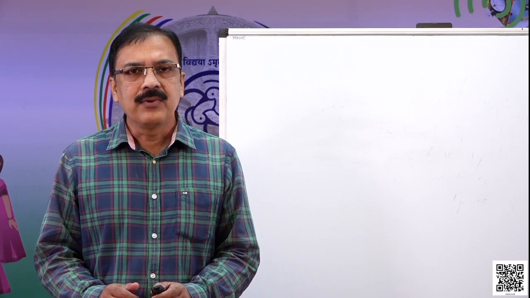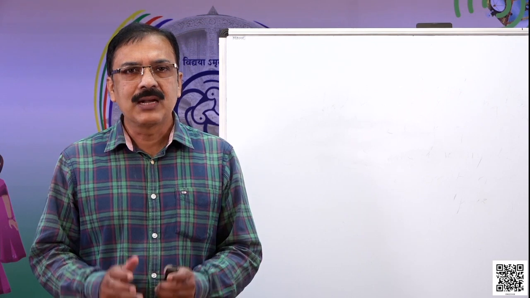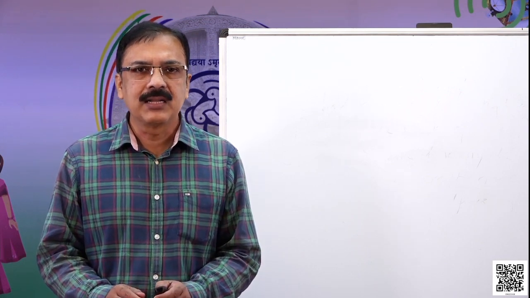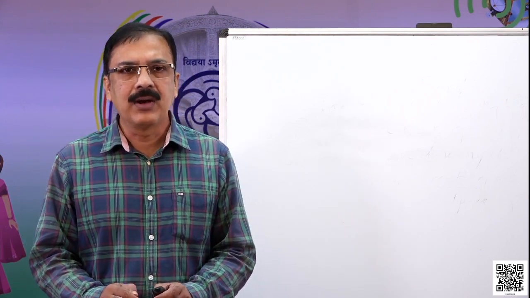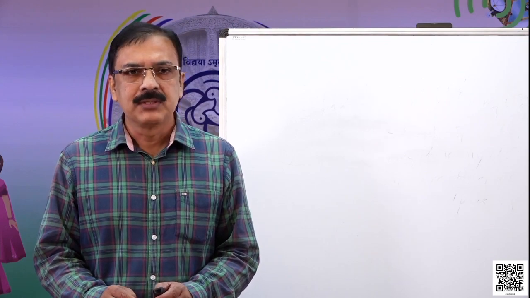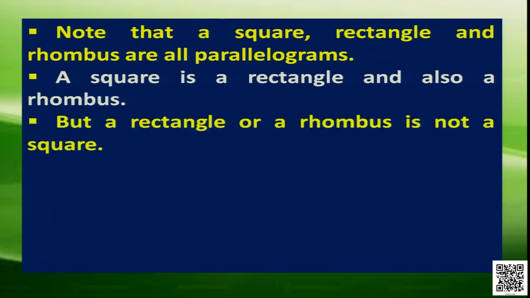Then we have to note what distinguishes these, what the similarities are, and what the dissimilarities are between them. Note that a square, rectangle and rhombus are all parallelograms. A square is a rectangle and also a rhombus. But a rectangle or a rhombus is not a square. All rectangles are not squares, all rhombuses are not squares, but all squares are rectangles as well as rhombuses.